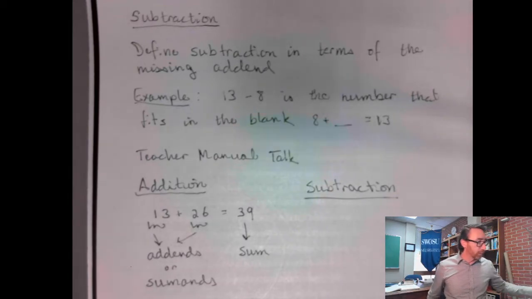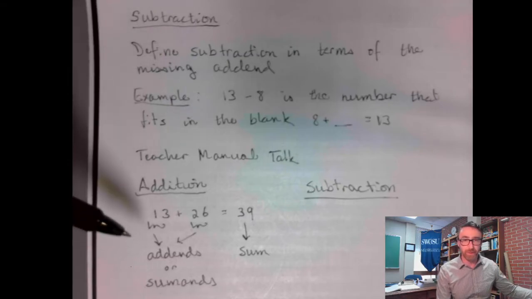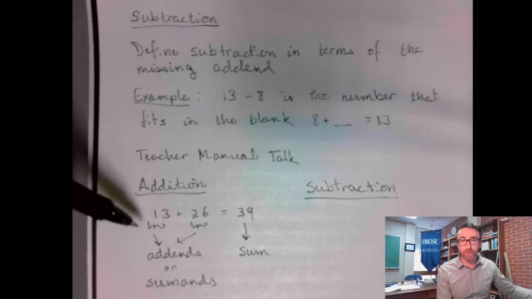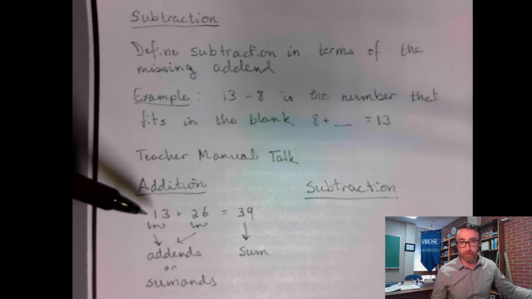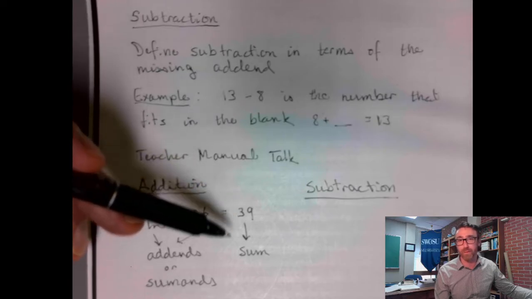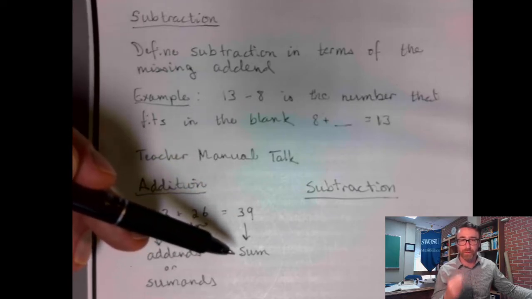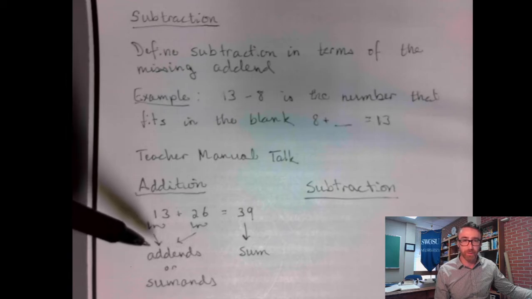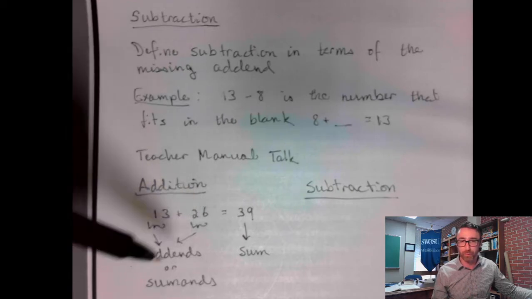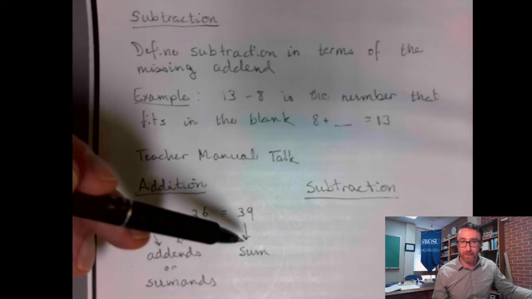Now, in your teacher manuals, you might see this bit of vocabulary. When we're dealing with addition, you have two input numbers to the addition process, and then you have the output. The output is called the sum, and the inputs are called the addends or summands. So 13 and 26 are the addends, and this is the sum.